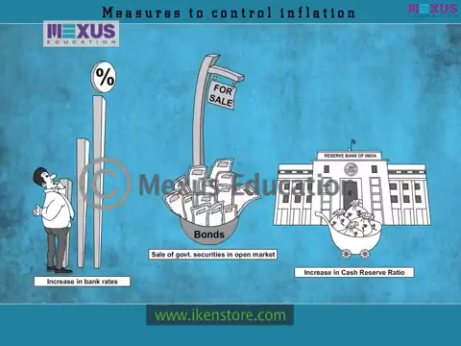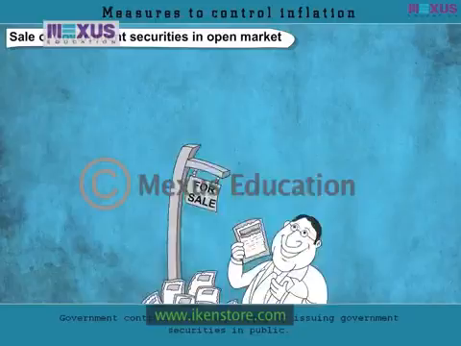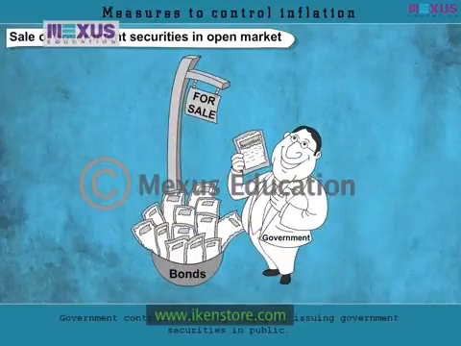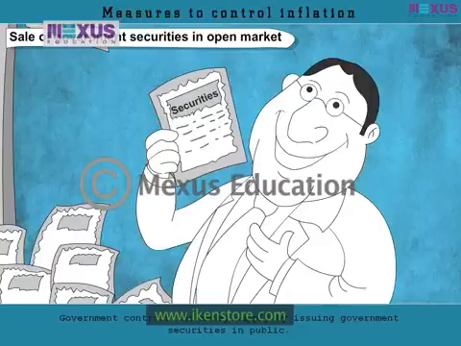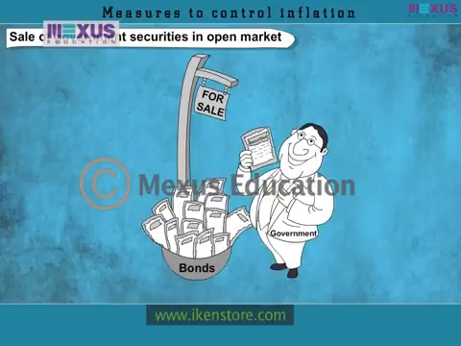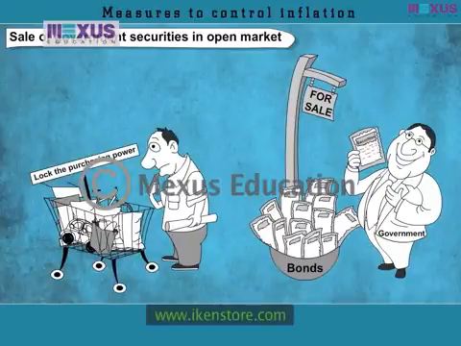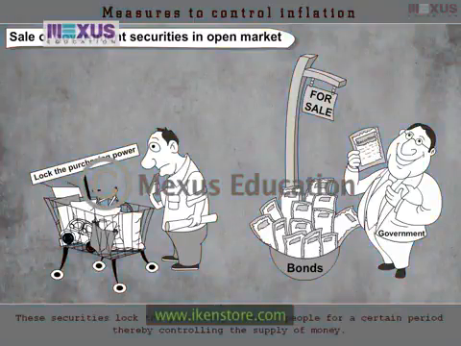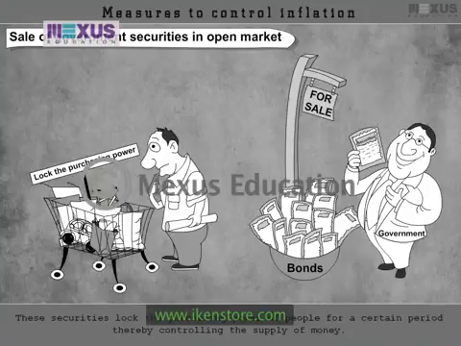Sale of government securities in open market. Government controls the money supply by issuing government securities in public. Government securities are issued by a government to raise the funds necessary to pay for its expenses. These securities are nothing but bonds and debentures with a certain maturity period. These securities lock the purchasing power of public for a certain period. Therefore, sale of securities can help regulate the inflation.